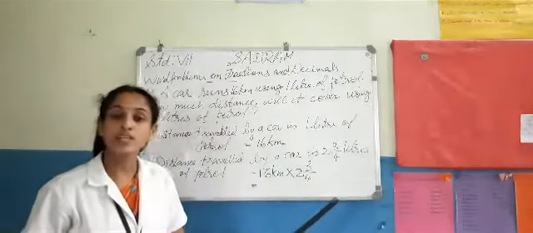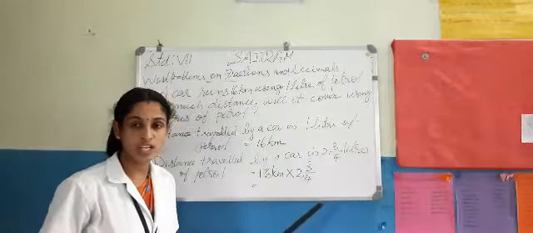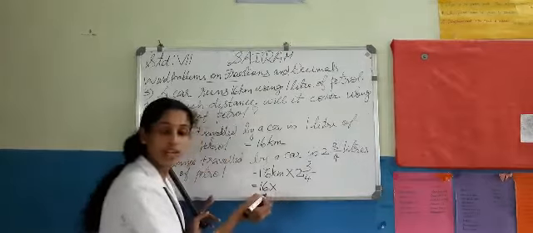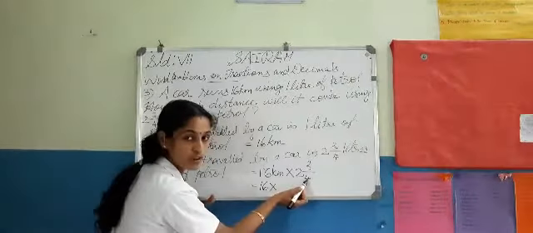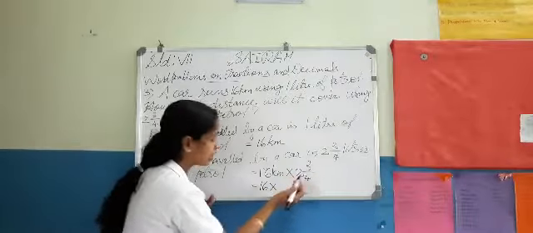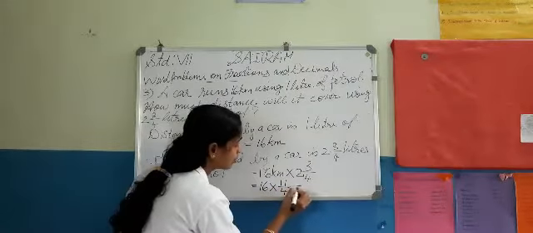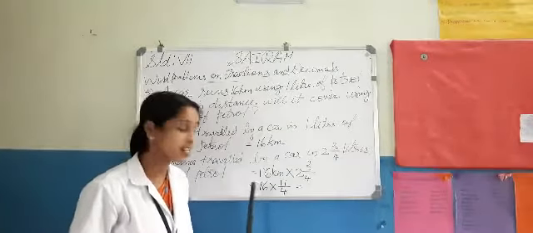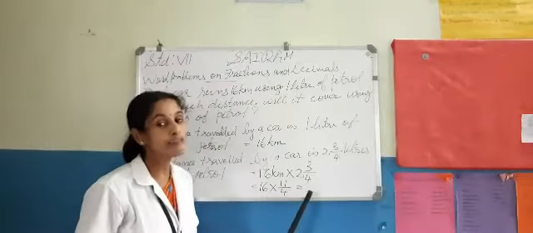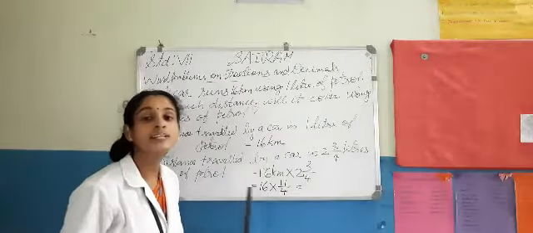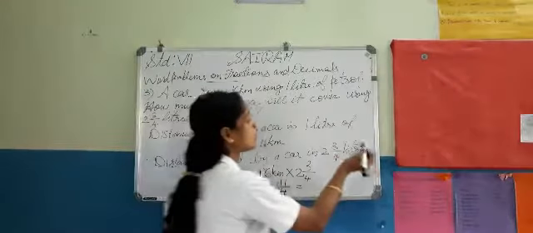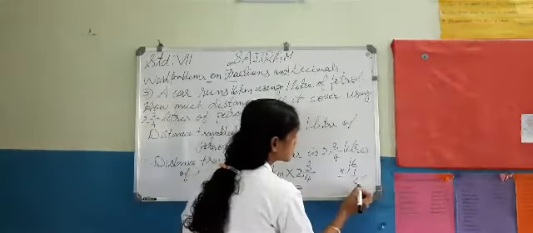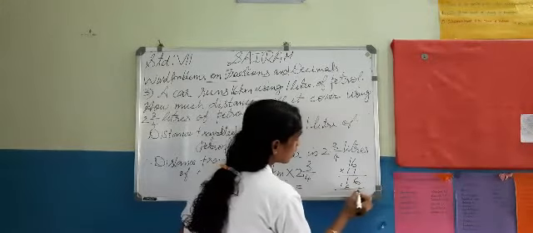Here 3 by 4 is a mixed fraction, so convert it into an improper fraction. We will get 16 into... How can we convert? 2 into 4, 2 4s are 8, plus 3, 11 by 4. Multiplying a whole number by a fraction, we just multiply the numerator, 16 into 11. What do you get here? 6, 1, here also 6, 1.